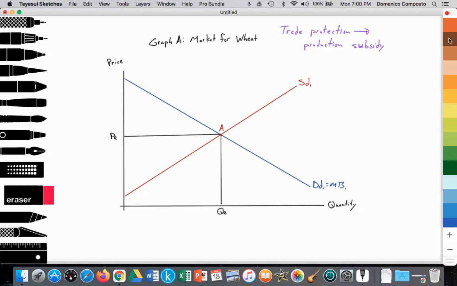Let's say that the world price for wheat is set below this nation's domestic equilibrium price. So here we'll have a perfectly elastic world supply curve, and we're going to label this PW for world price, which is again going to be equal to the world price for wheat, which will also be equal to the world supply curve for wheat.